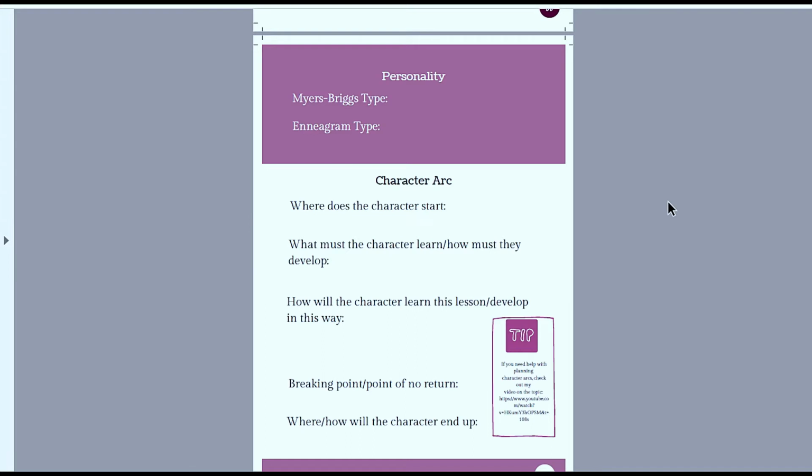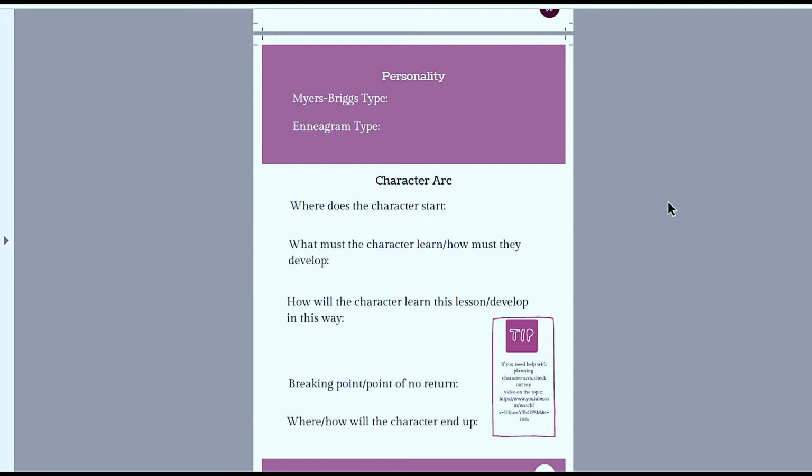So I like to go with, where does the character start? Where physically, but also emotionally and mentally. What must they learn or develop? What are their weaknesses? And what's the thing that's keeping them from reaching their full potential? And then, how will the character learn this lesson or develop in this way?